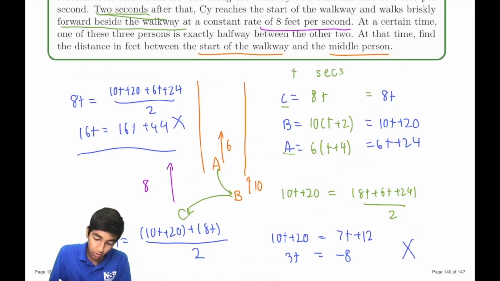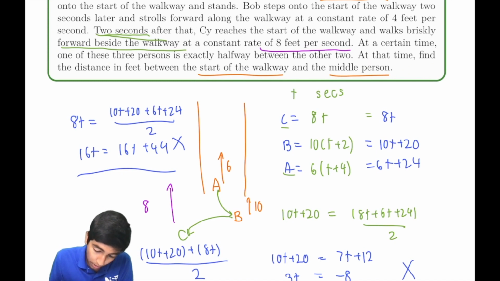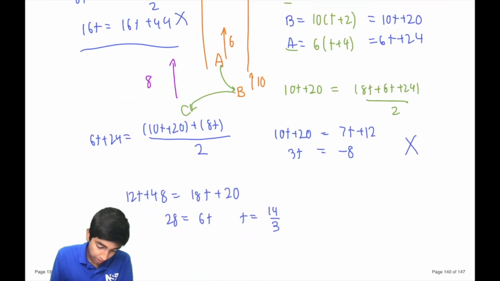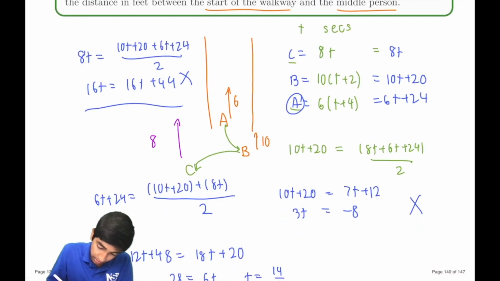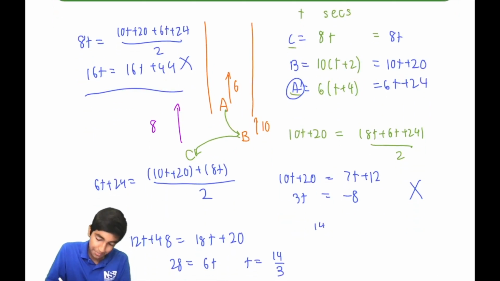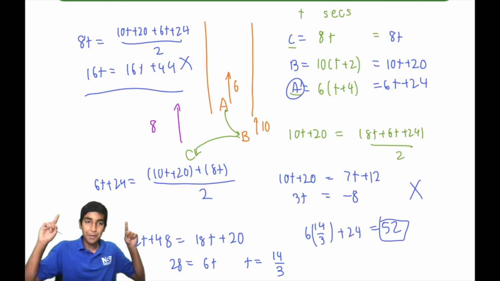So if t equals 14 thirds, then what is the distance between the start of the walkway and the middle person, who we discovered in this case was Al only. So for the middle person, we plug in 14 thirds times 6 plus 24, and that gives us 52. And that is the final answer for this problem right here.